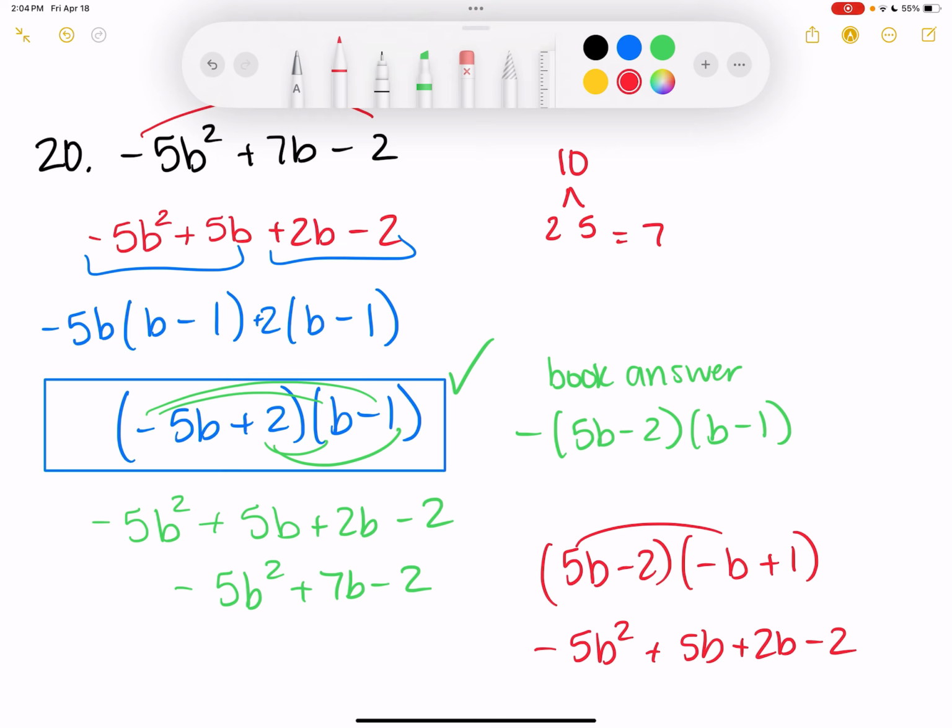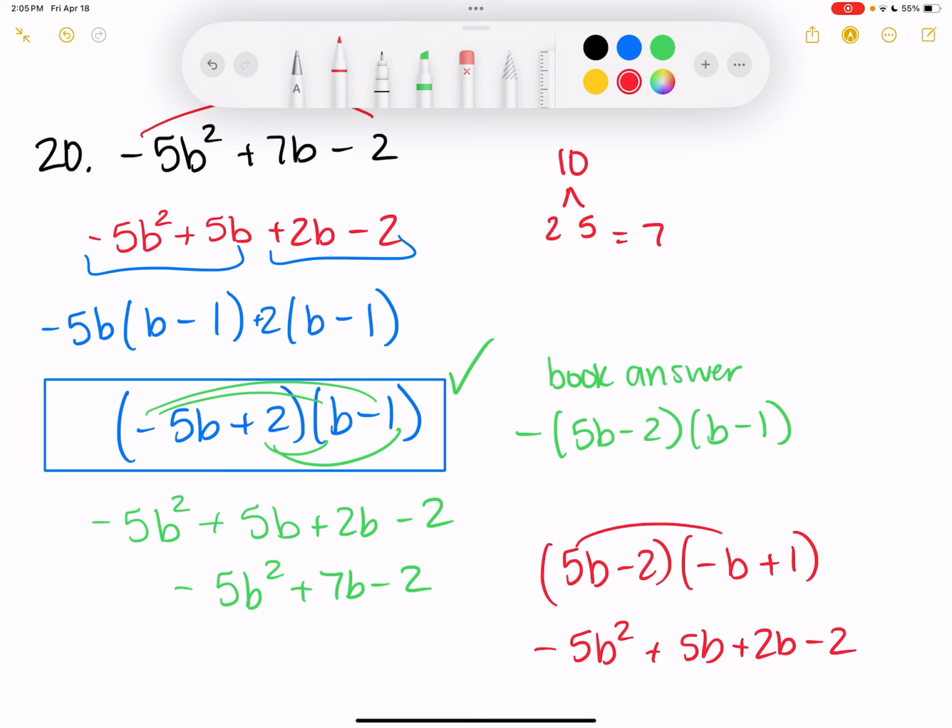So I had factors of positive 10 that add up to 7. Well, it happened to be 2 and 5. They just weren't negative when I needed to use them. So I combined the 5s together and the 2s together. Again, if you'd done it the other way, you'd get the same answer.